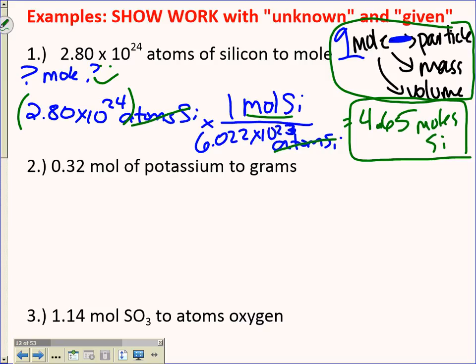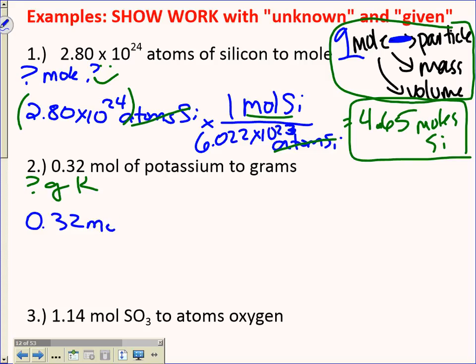Okay, let's move on. Moles of potassium to grams. So what's my question? Question is grams of what? Potassium. So put K, grams of K. If you first recognize your question, it already sets you up for success because it shows you know what you're looking for. Okay, so what do I want to start with then? What's my given?